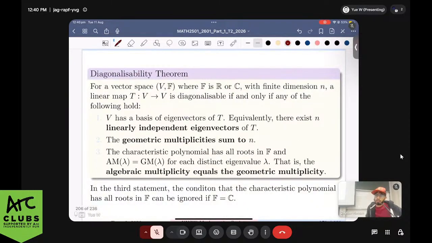Okay, so it turns out that a matrix or linear map is diagonalizable if and only if there's a basis of eigenvectors for V. Or you can say there are n linearly independent eigenvectors, or you can say the geometric multiplicities sum to n. Number 3 is usually the more common one you use. Or, the AM equals GM for each lambda: algebraic multiplicity equals the geometric multiplicity.